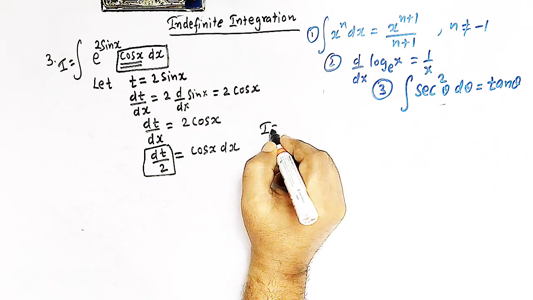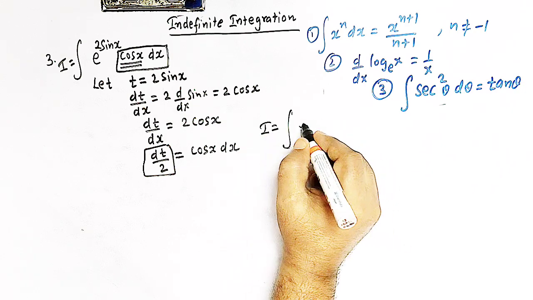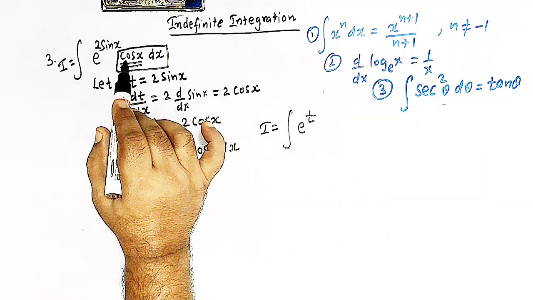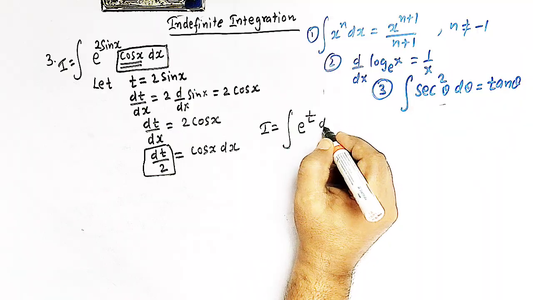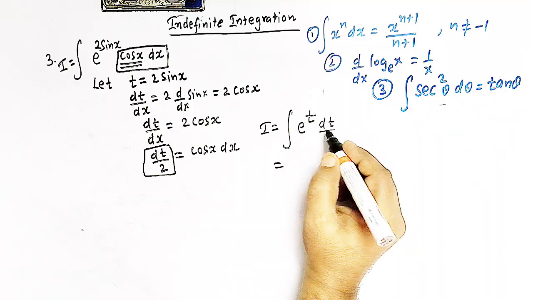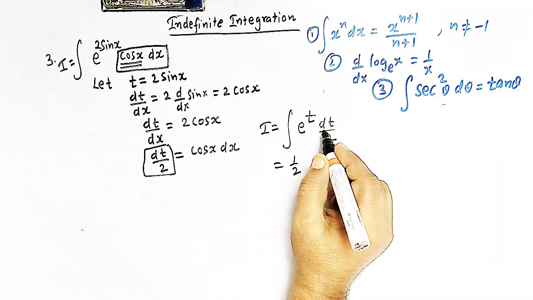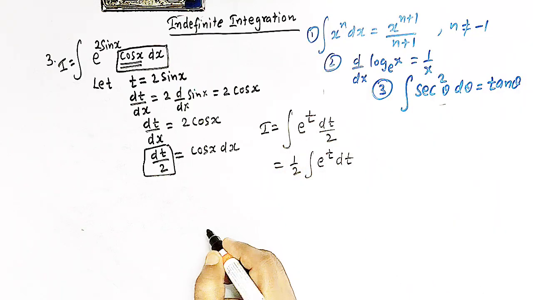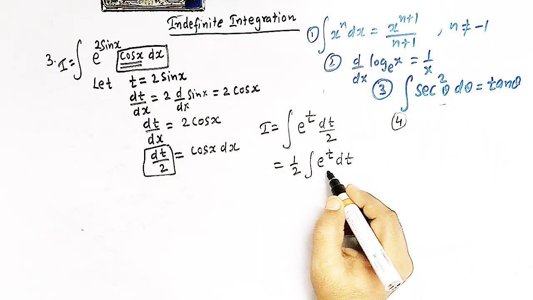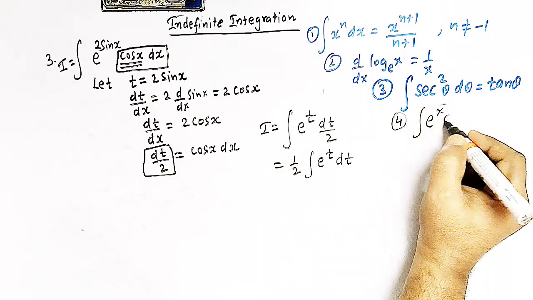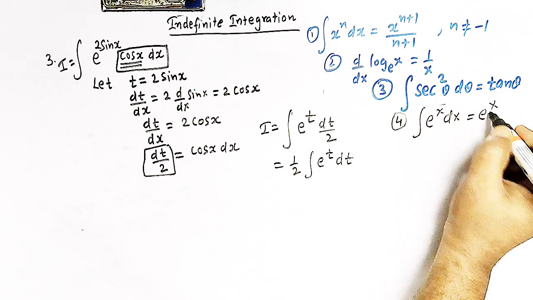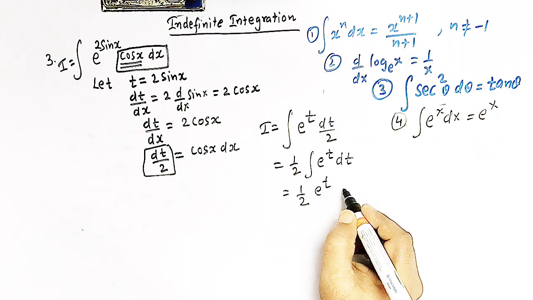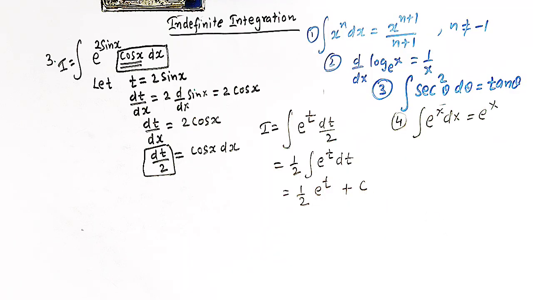So now this integral I takes the form e raised to t, because t is 2 sine x, and cosine x dx is dt over 2. So now we can take half outside the integral. So we have here the integral of e raised to t dt, and we know that the integral of e raised to x dx is equal to e raised to x. So here we have half, and here we have e raised to t, and c is the constant of integration.